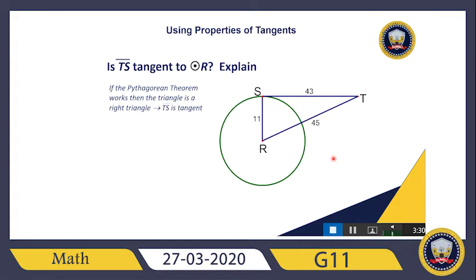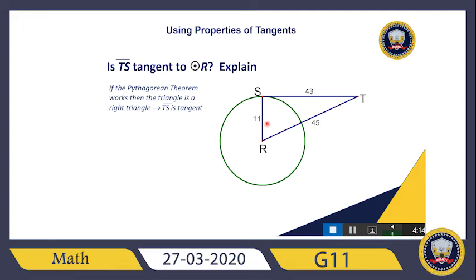For example, look at this question. It is asking me, if you have this circle and you have these lines, about the line TS. Is it a tangent to this circle, the circle with center R? To prove that ST is a tangent to this circle, if we can prove that this is a right angle, immediately this means we have a tangent ST to this circle. So how to prove this is a right angle in this triangle?